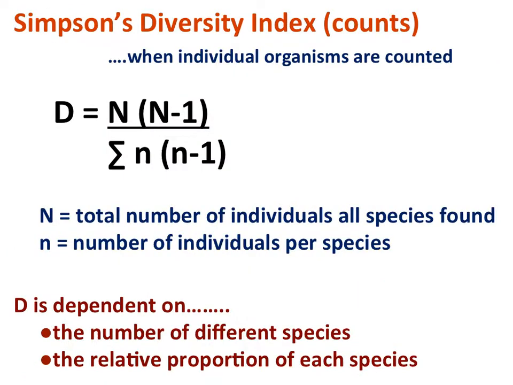The calculation of Simpson's diversity index can be handled in two ways depending on how the data is collected. If the data is collected as counts of individuals, here is the formula. Now remember, you just have to be able to use the formula, not remember it. N is the total number of individuals of all species found, whereas lowercase n is the number of individuals per species. So diversity is equal to the total number of individuals of all species found times 1 less that number, divided by the sum of number of individuals per species times 1 less that number.